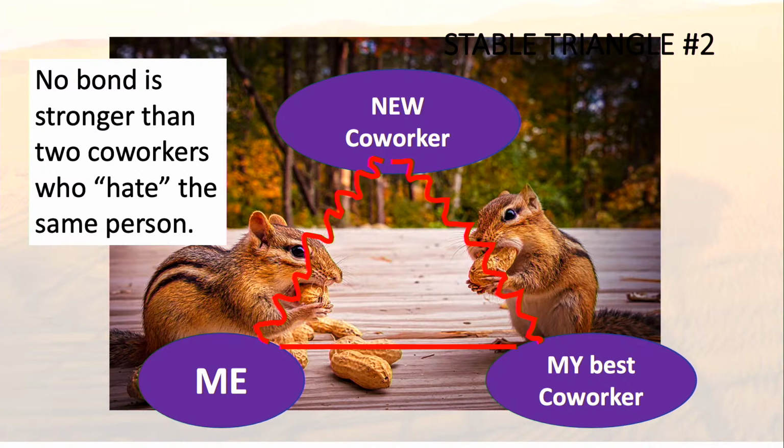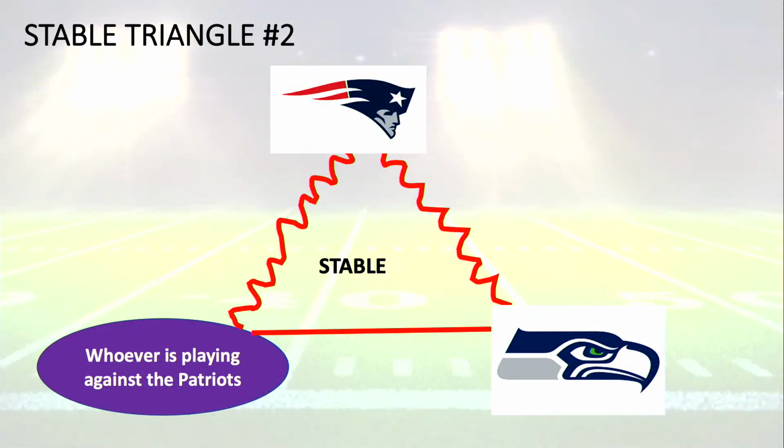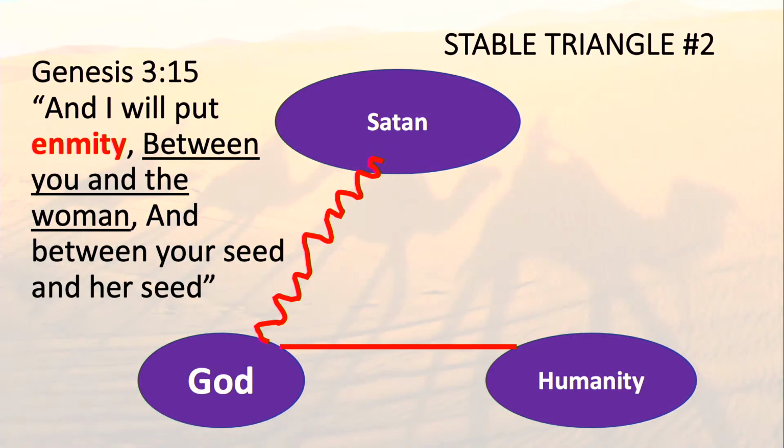The enemy of my enemy is my friend. That's right. So I am a Seahawks fan. I am not a Patriots fan. I will never get along with the Patriots. So I am always for whoever is playing against the Patriots. And we have a stable triangle. The enemy of my enemy is my friend. This is a stable triangle. And stable triangles, they want to remain the same. They resist change. Good. Here we go.